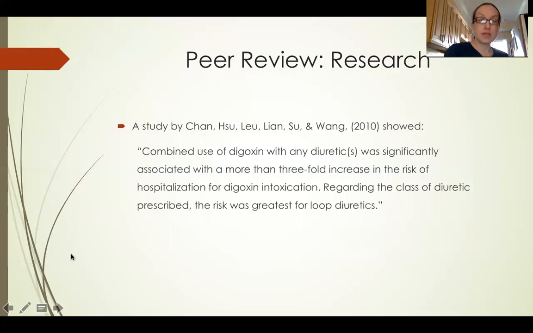According to a recent study, combined use of digoxin with any diuretics was significantly associated with a more than threefold increased risk of hospitalization for digoxin intoxication. Regarding this class of diuretics prescribed, the greatest was loop diuretics. So yes, it's very high risk for digoxin toxicity, definitely something to keep an eye on if taking loop diuretics.